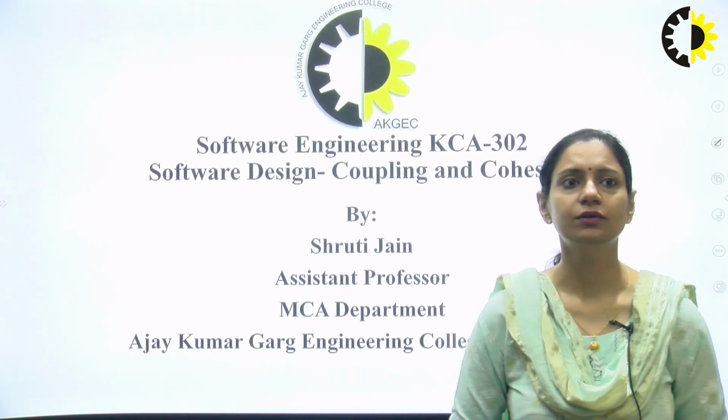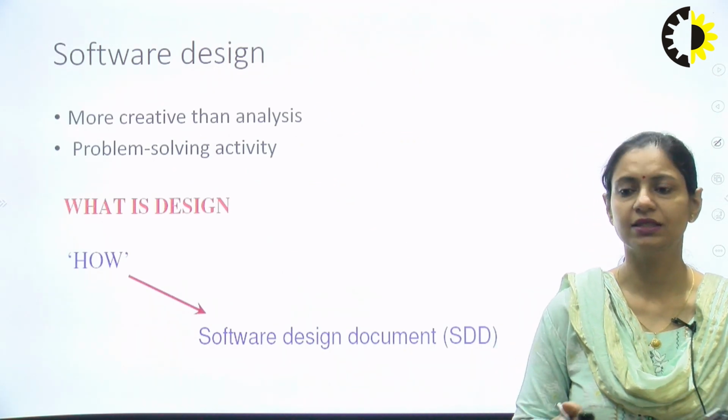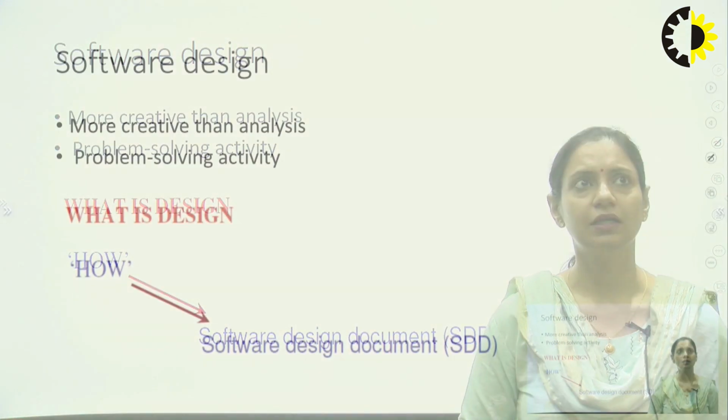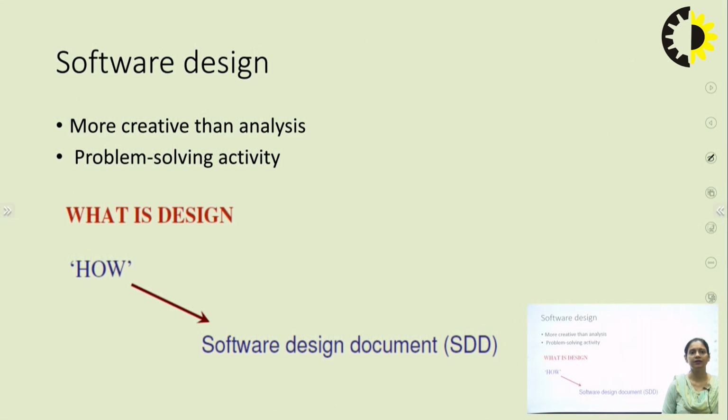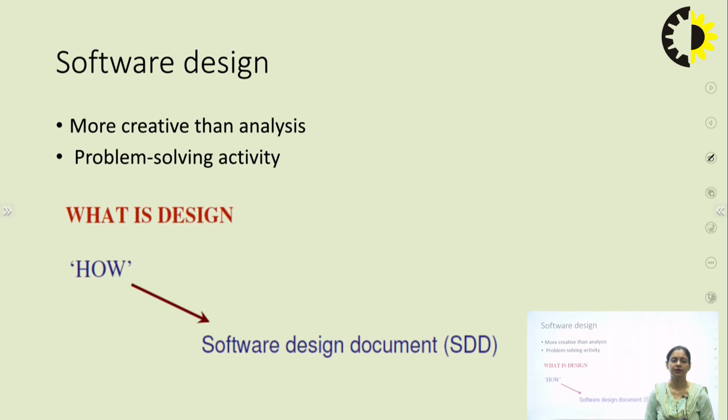So coming to software engineering, what we have discussed in the previous videos, we talked about the SRS and how a software is to be created. Now SRS was the part of the software requirement. Now comes the software design. Once all the requirements are gathered, we proceed to the designing of the software.